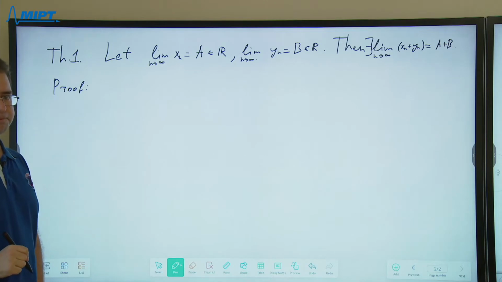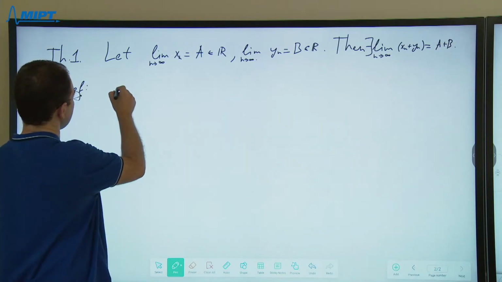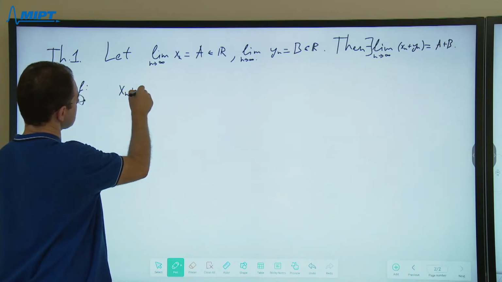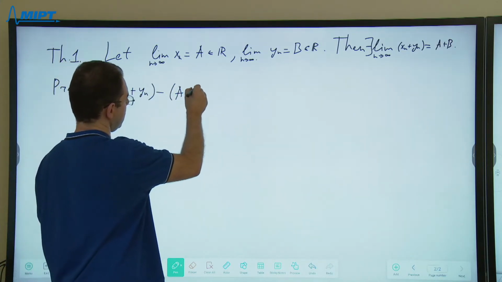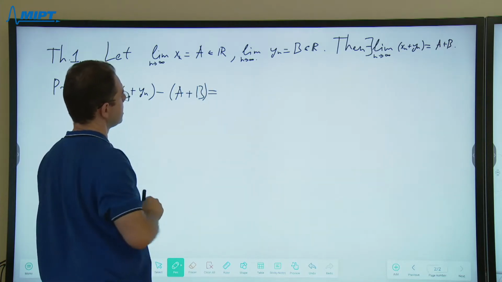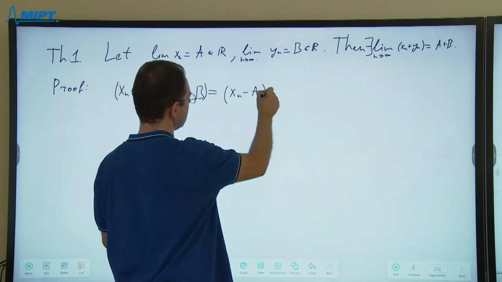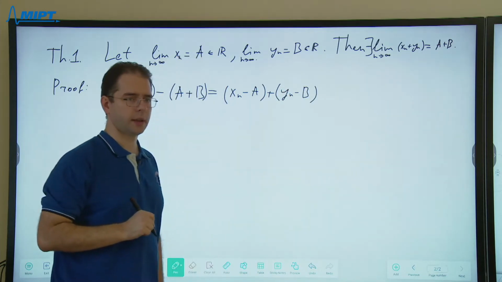Proof. We can see that the expression xn plus yn, in brackets, minus a plus b is the same as xn minus a plus yn minus b. This is just an identity.